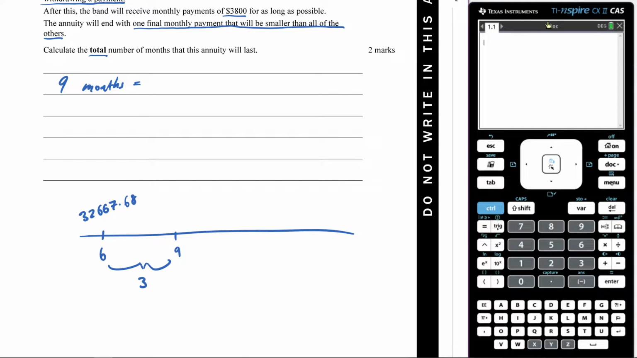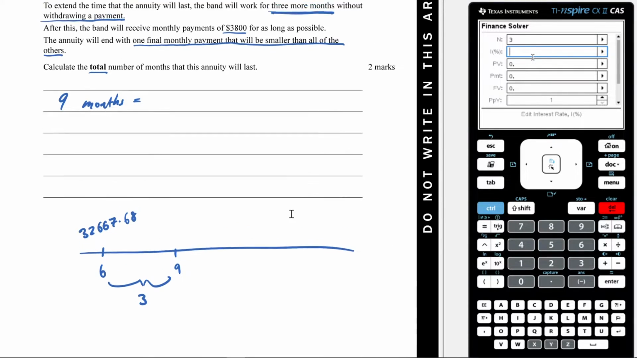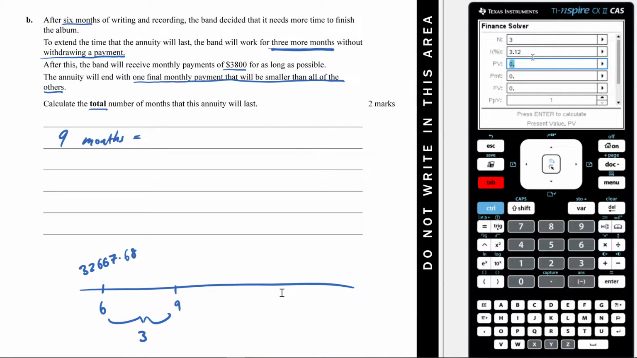All right, we go menu 8.1, and then we just chuck in everything here. So we're going forward 3 months. My interest rate is the same. My interest rate is going to be what they told me at the very start, 3.12. My present value is going to be negative 32667.68. Remember, it's negative because it's in the annuity. My payment, I'm not getting paid here, people, because they want this thing to last for these 3 months. I'm not taking out any money from it.